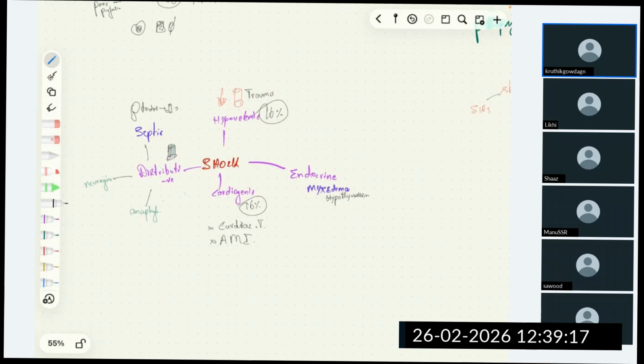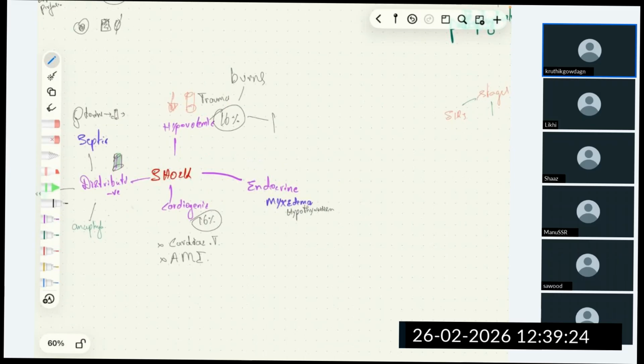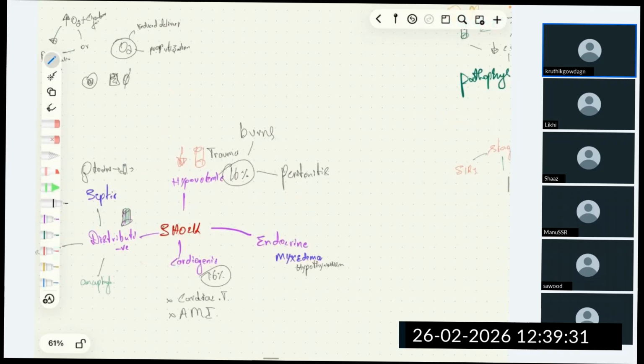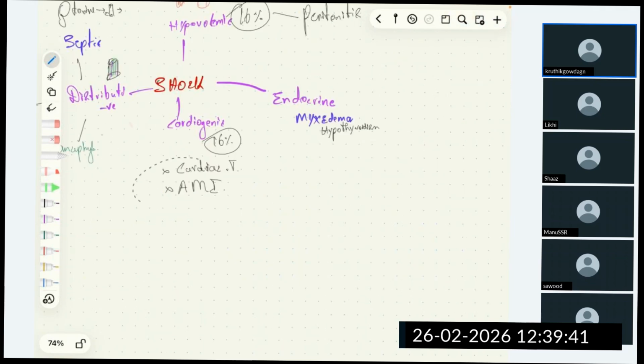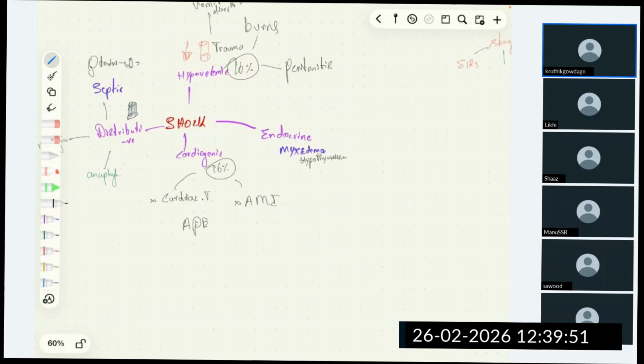It can also be due to burns. We already saw, we just discussed that point. And it can also be secondary to peritonitis, where there is fluid sequestration inside the peritoneal cavity. And also hypovolemic shock may be due to vomiting and diarrhea. The cardiogenic shock may be due to cardiac tamponade, acute myocardial infarction, acute pulmonary embolism, or other causes. These three causes are enough, I think.